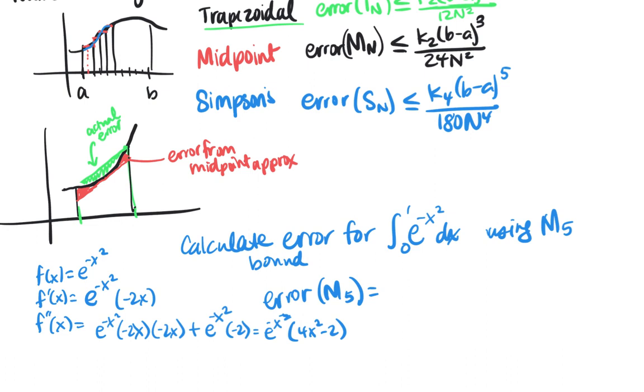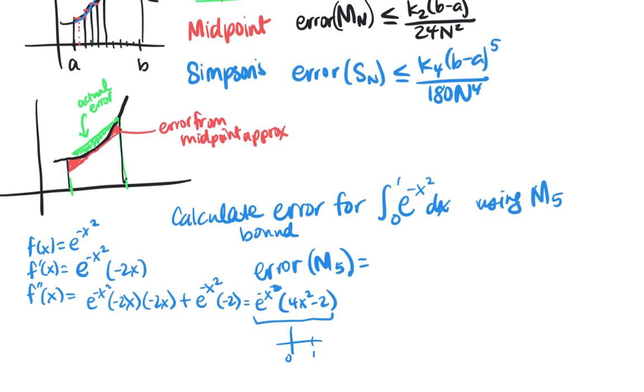And so what I need to do is bound that on the interval from 0 to 1. So I'll want to look at the graph of that on the interval from 0 to 1. I'm just going to throw that into Desmos real quick. When I look at that graph in Desmos, it looks like this, and the minimum is at negative 2. So that tells me that K2 is equal to the absolute value of that minimum.